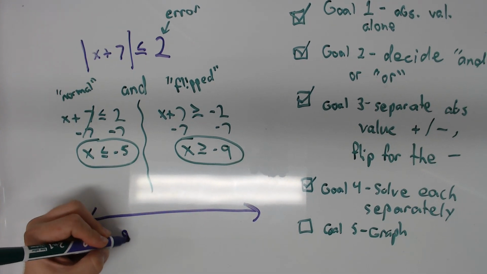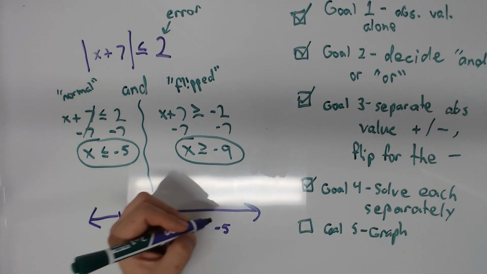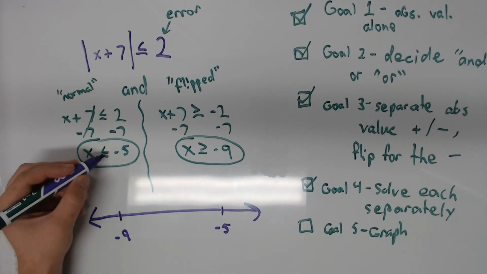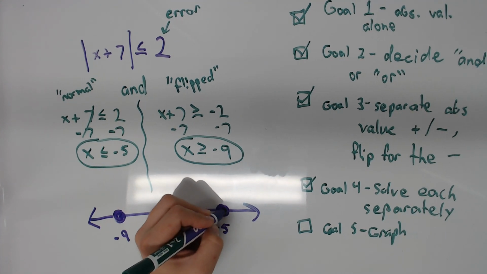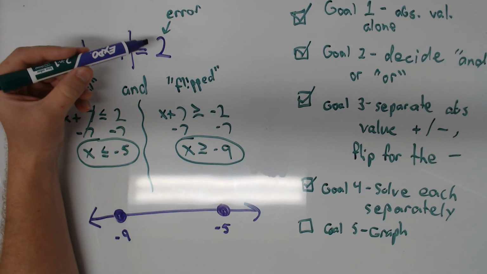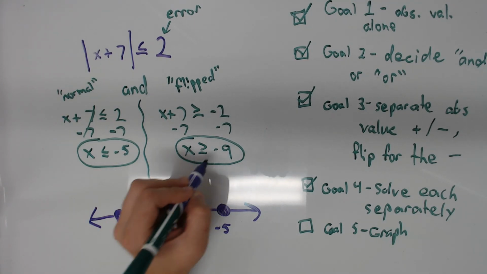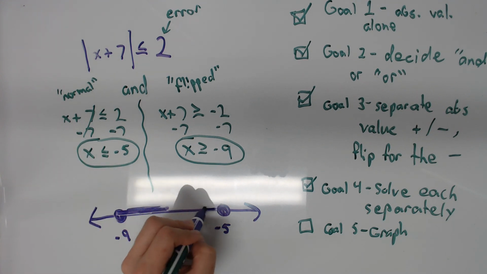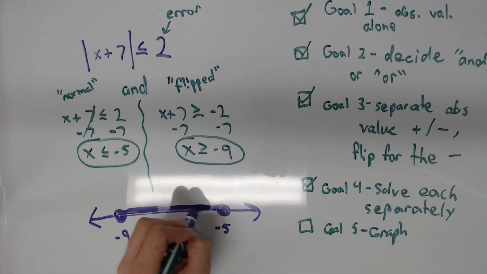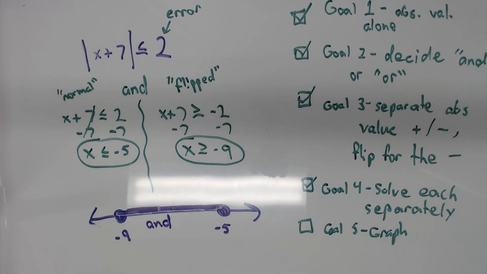And we need -9 and -5. Put them in order. -9 is smaller, so it should be further left. They're both "or equal to" symbols, so they're both going to be filled in. And without referencing the "and," I would still graph towards each other because I'm bigger than -9 and I'm smaller than -5, and it graphs together. This is an "and" inequality. Okay, so this is the graph.